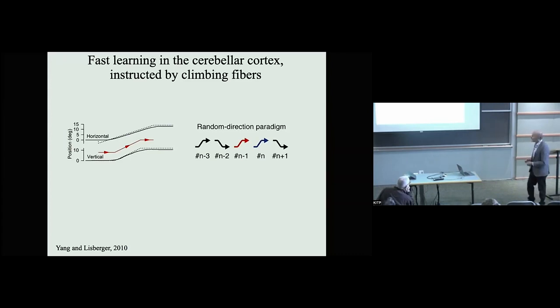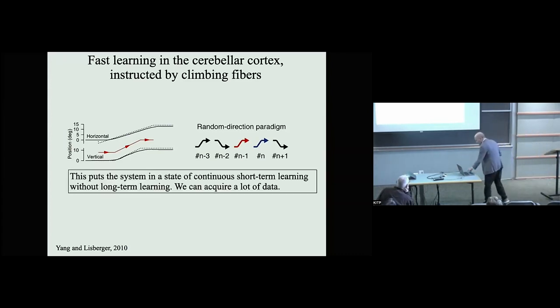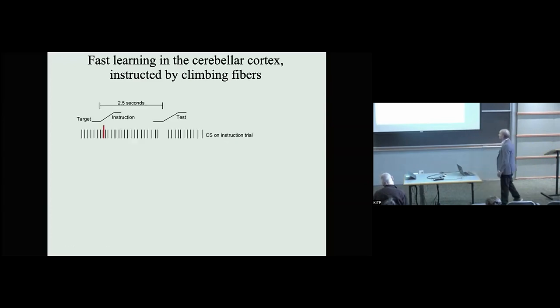And what that does is it puts the system in a state of continuous short-term learning and avoids long-term learning, and it gives us the advantage that we can record 400 trials. And if you can record 400 trials, you can actually extract signal from noise. So it's just a technical advance, but it's the way we were able to study this fast early learning. And here's what we discovered.